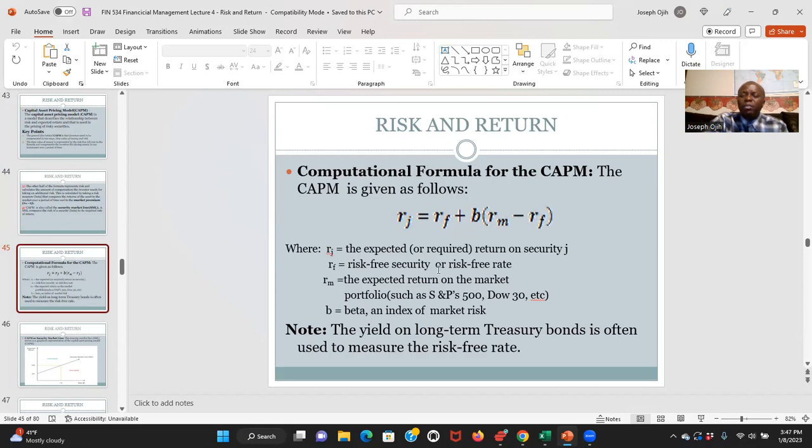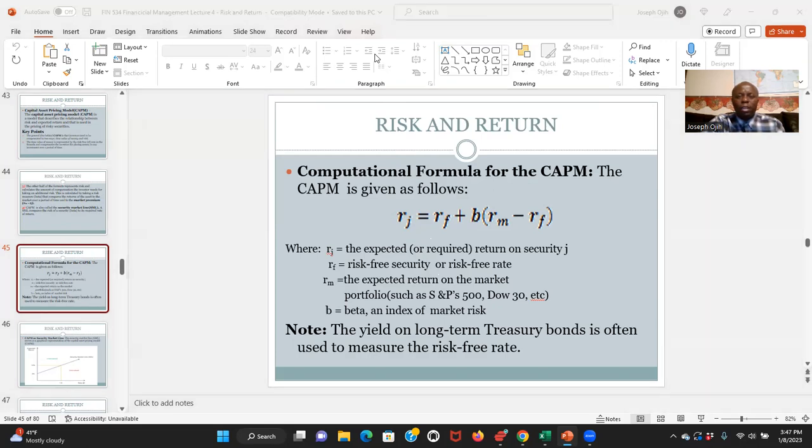Now for the risk-free rate, we use a return on any of the treasury bonds. Usually we make use of the US treasury bond return. Why do we call it risk-free rate? Because the US has never defaulted on its bonds. So we call it risk-free rate. So for the risk-free rate, we use that return on that treasury bond. And I'm going to show you how the treasury bonds look, the appearance.